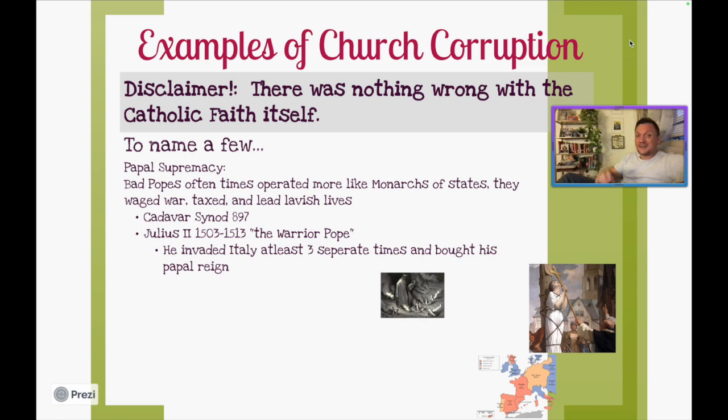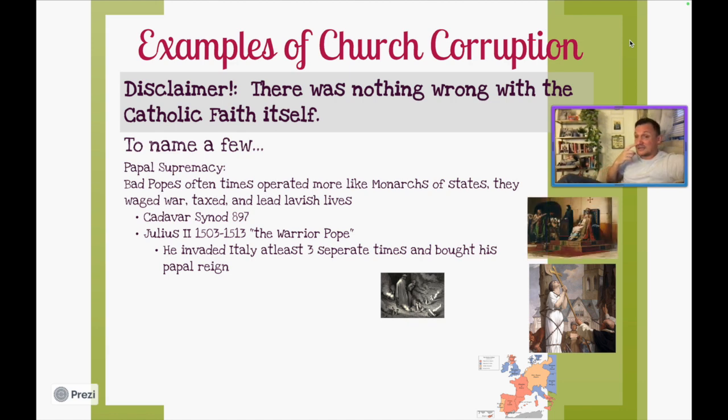But you also have to understand that the reason why this papal supremacy was happening is because there were a lot of bad popes, right? Because bad popes were oftentimes operating a lot more like monarchs of state. They waged war, they taxed people, they were leading really lavish lives, they were super, super wealthy, and you're going to see a lot of weird stuff happen because of these bad popes, right? And it happened all the way back as long as the late Middle Ages.